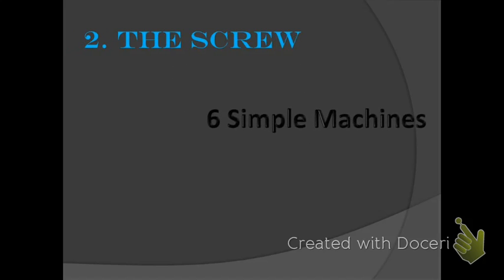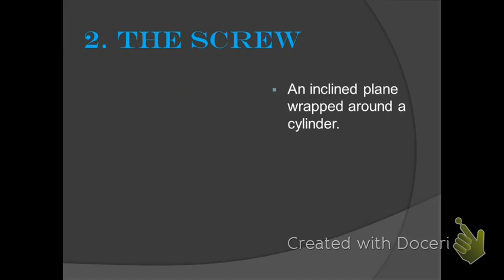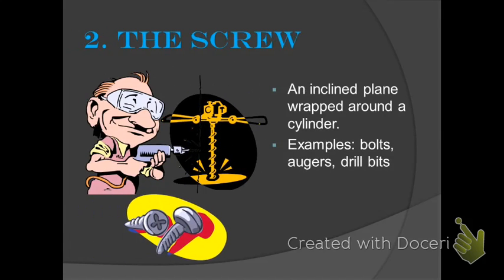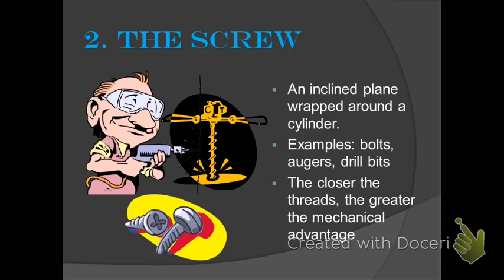Okay, our next machine is the screw. This is an inclined plane wrapped around a cylinder. Some examples are bolts, augers, and drill bits. And the mechanical advantage of the screw relates to how close the threads are together. The more threads you have, does that mean better mechanical advantage or not as good? The more threads you have, the more the mechanical advantage.